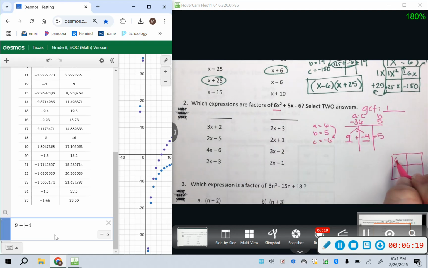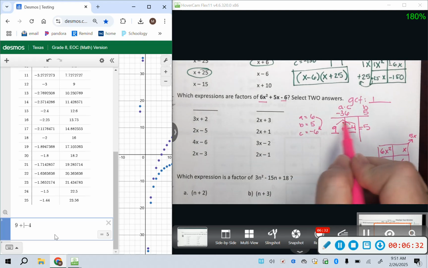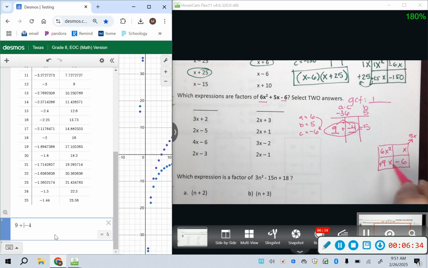First term, first box. Last term, last box. And my diagonal is my B term, which is 5x. So remember, we have to have an x here and here. Okay, so knowing that, these are my special numbers: positive 9, negative 4, and then we GCF.